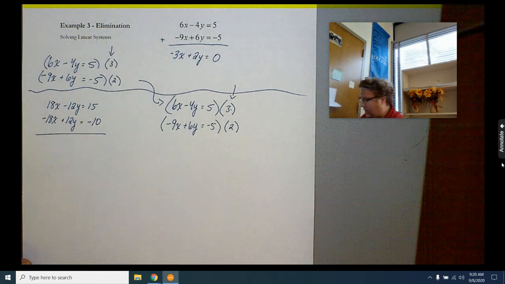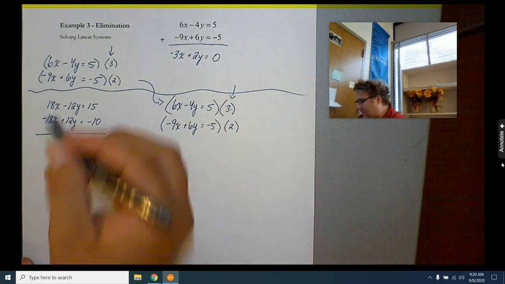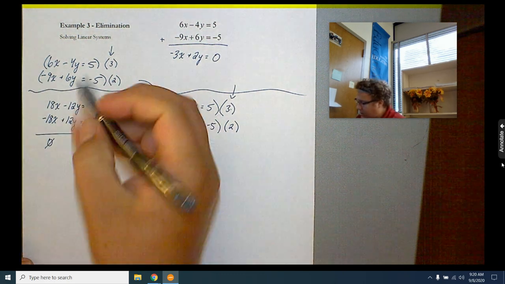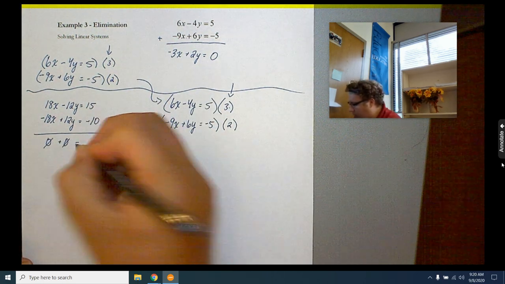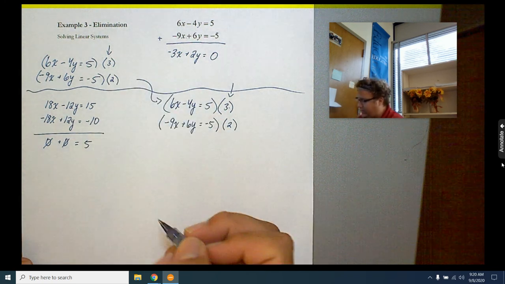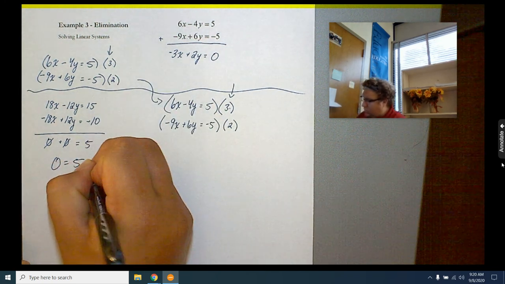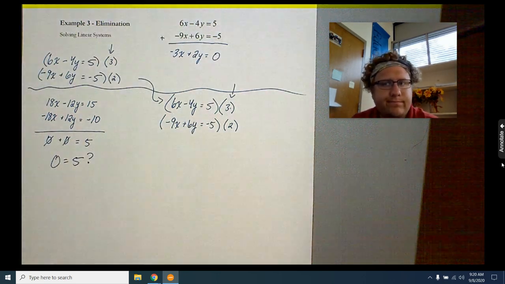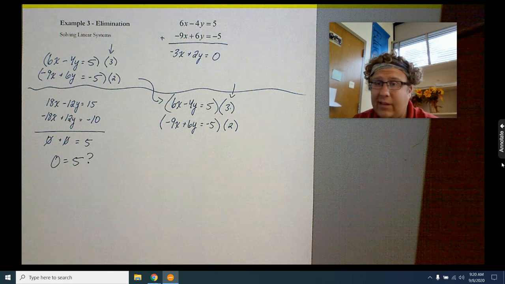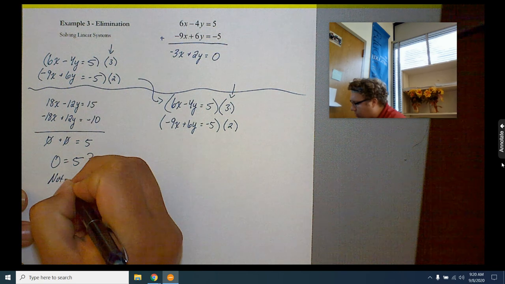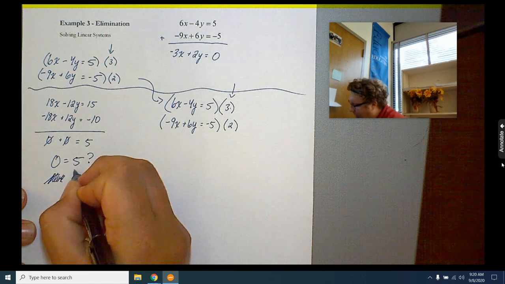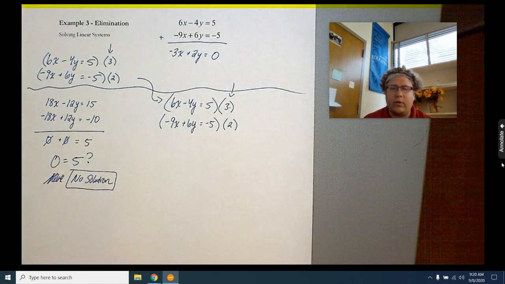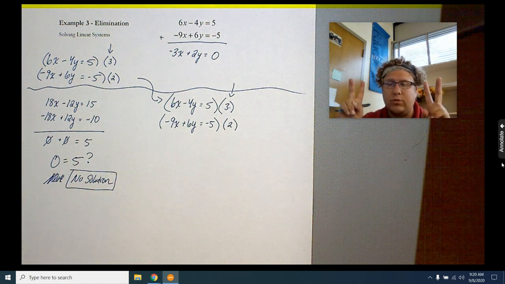Because something wicked this way comes. If you add these x's together, you're going to get 0. You add negative 12 and positive 12, that's going to give you 0. And then we get 0 equal to 5. So when does 0 equal 5? The answer is never. 0 never equals 5. So this is actually going to lead you to no solution. When you have 0 equal to another number at the end of one of your elimination problems, the answer is no solution.